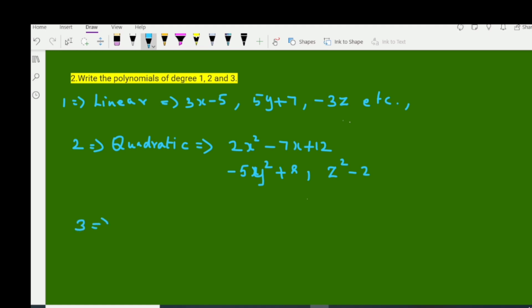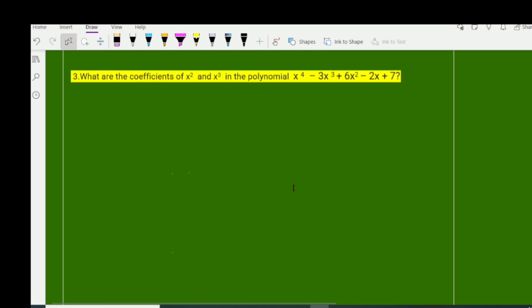Like that you can write many polynomials. Next, degree 3 is a cubic polynomial. So x cube plus 4x squared minus 6x minus 23 is a cubic polynomial. Or you can write y cube minus 7 as one more cubic polynomial. Simply writing z cube is also a cubic polynomial. Like that we can write many polynomials. Okay, let's see the next question.